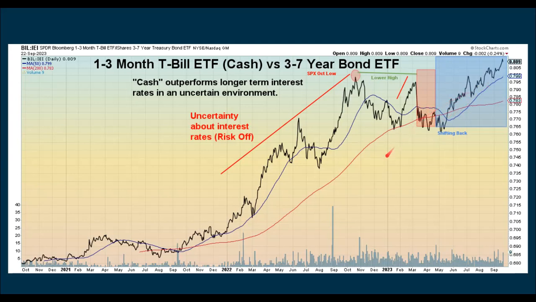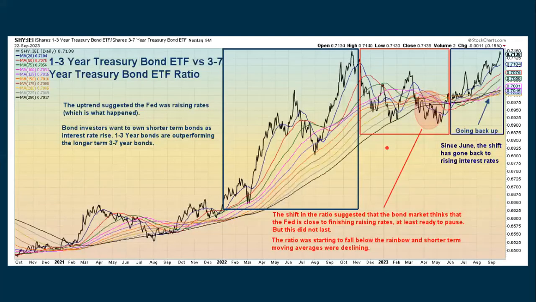Then on the next chart, we see the 1 to 3 year Treasury bond ETF, that's shorter term, and we compare it with the 3 to 7 year Treasury bond ETF. And this is shifting to going back up. So since June, the shift has gone back to rising interest rates. About the time I did the video last spring, this ratio was really starting to decline, looking like maybe they're done raising interest rates. Nope, that's not what's happening. Ever since that time, this is continuing to go up.